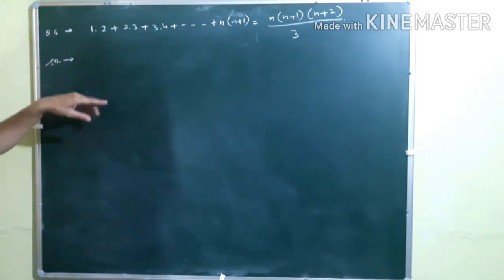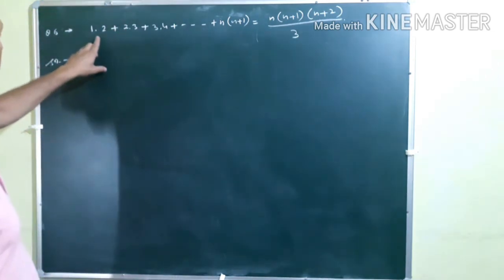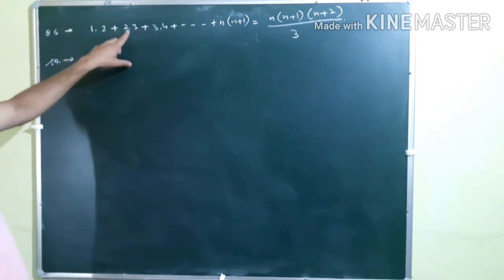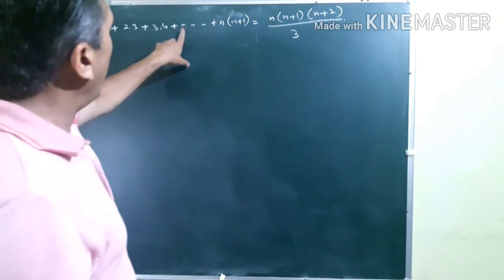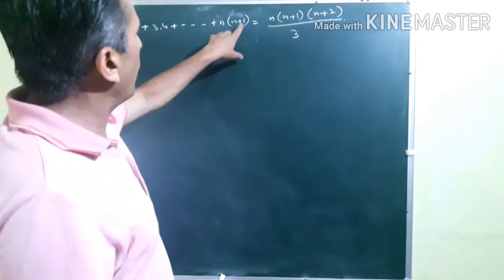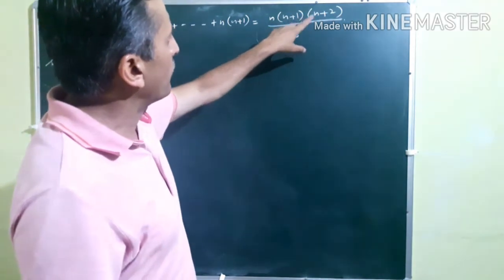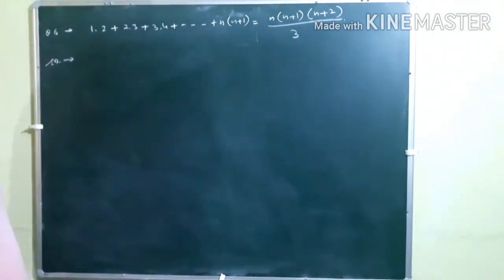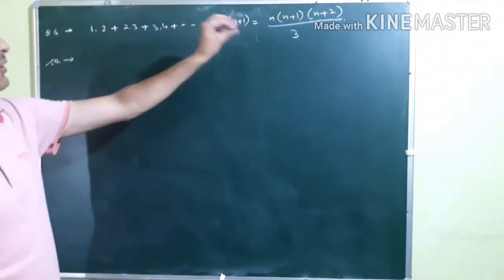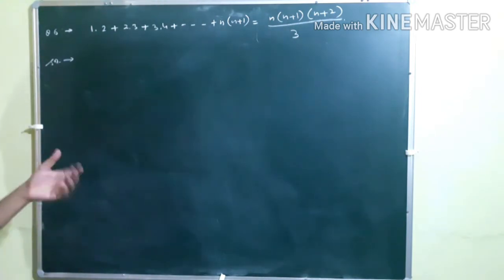Now see, this is question number 6 from the same exercise. It says 1 into 2 plus 2 into 3 plus 3 into 4 and so on, up to n into n plus 1, is equal to n into n plus 1 into n plus 2 upon 3. So the sum of these terms is equal to this, that we have to show by induction.